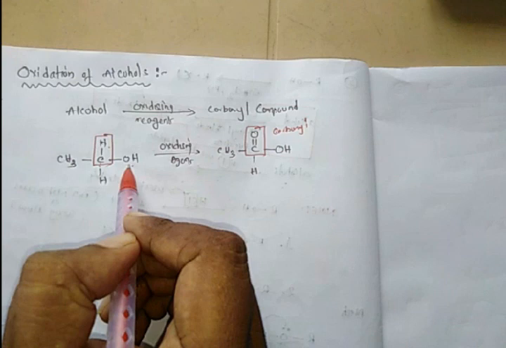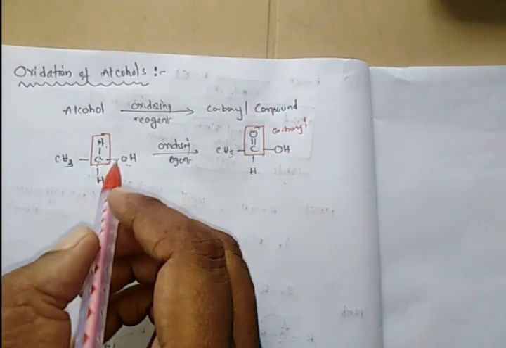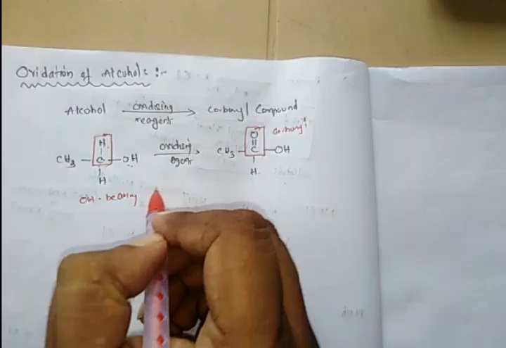So in order to transform an alcohol into a carbonyl compound, the carbon atom bearing the OH group must have a hydrogen atom. In order to transform an alcohol into a carbonyl compound, the hydroxyl group bearing carbon atom must have a hydrogen atom to transform it into a carbonyl group.